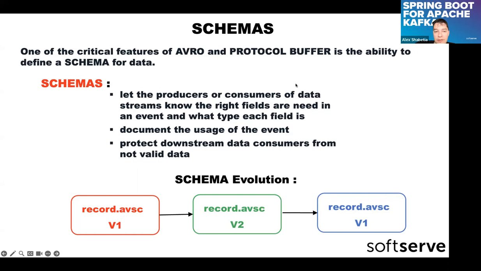Schemas have a lot of advantages, and they let the producer and consumer know the data format, the right fields, and what these fields should contain. Also, there is a possibility of schema evolution. That means that we may have one schema at first and then change that in the future.